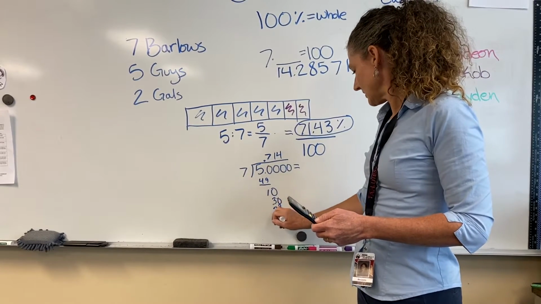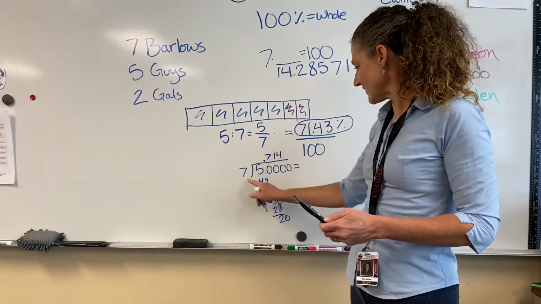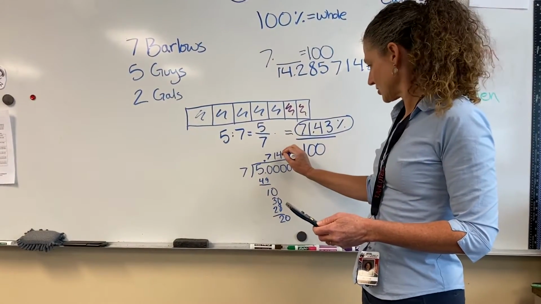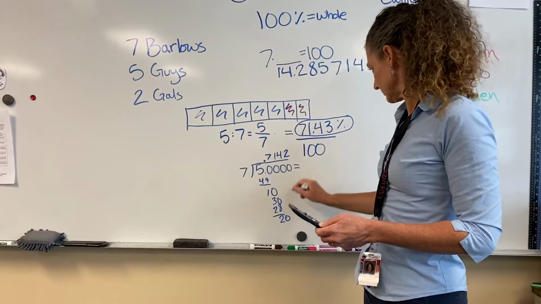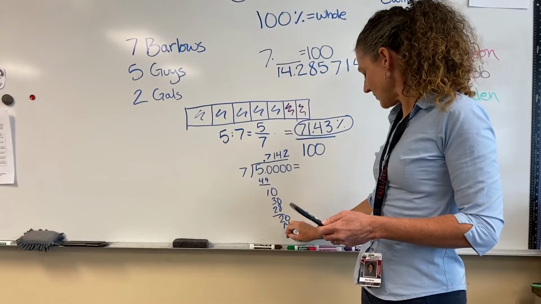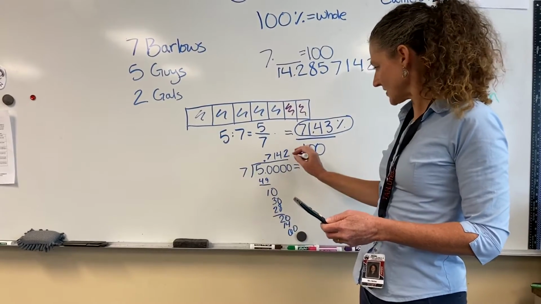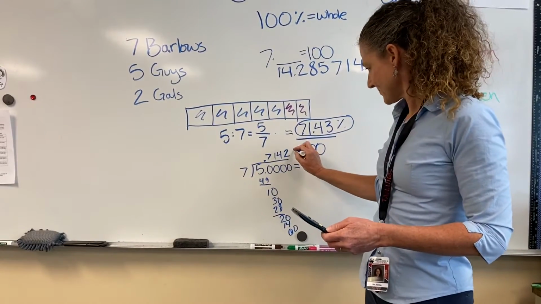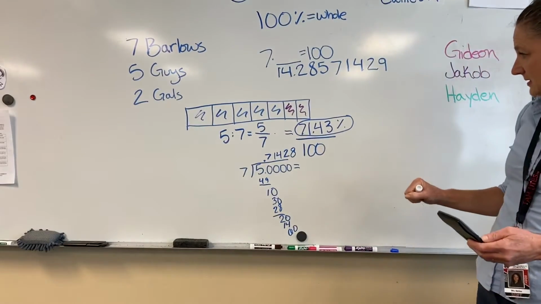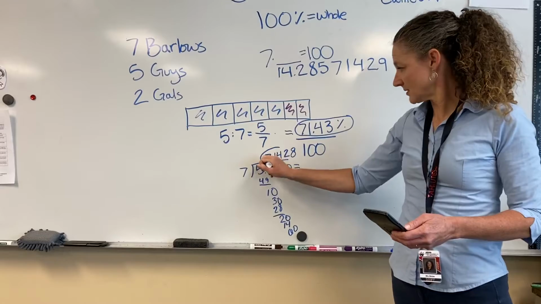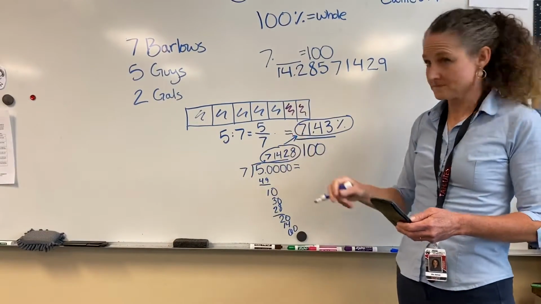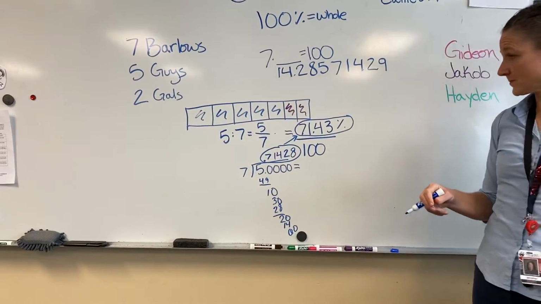How many times does 7 go into 20? Twice. Because 2 times 7 is 14, and then we have 60. How many times does 7 go into 60? 5. Are you guys noticing something? Holy smokes, I see it. Do you guys see the relationship between that and that?